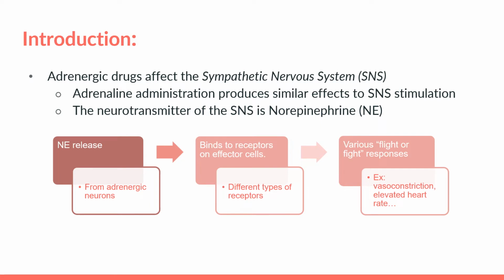Adrenergic drugs influence the system in the body known as the sympathetic nervous system. In fact, in other texts, you might find this system called the adrenergic nervous system because of an early discovery that showed that the administration of adrenaline had similar effects to those produced by stimulation of the SNS. However, the true neurotransmitter of this system was eventually discovered to be norepinephrine.